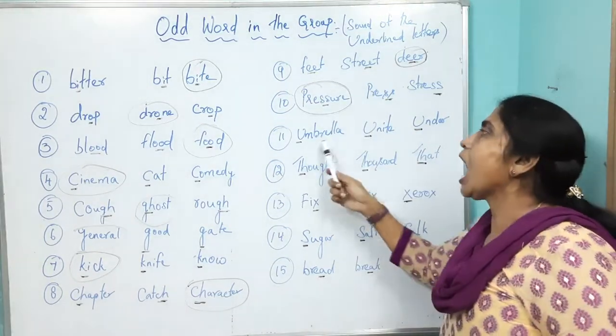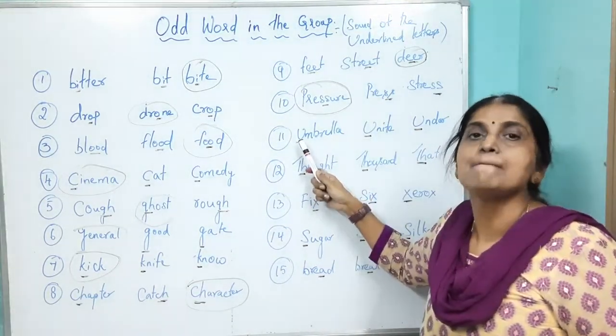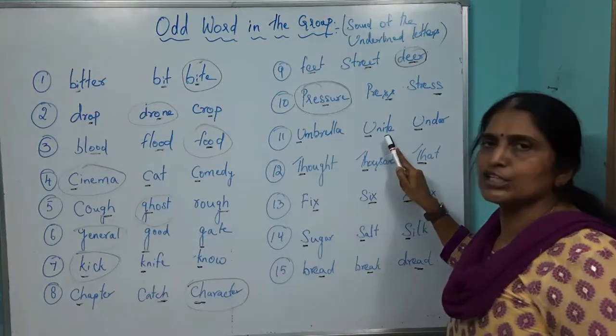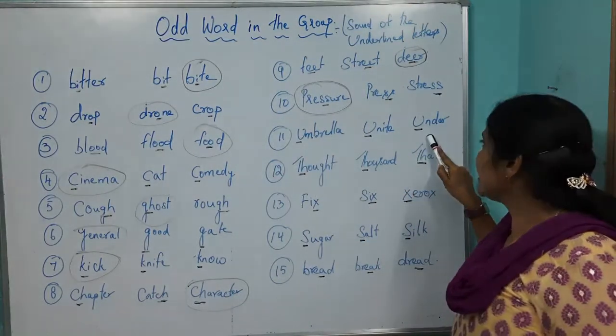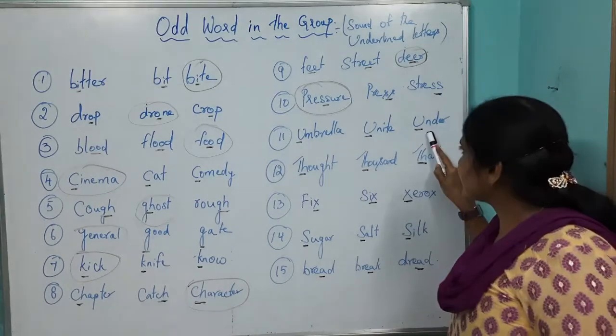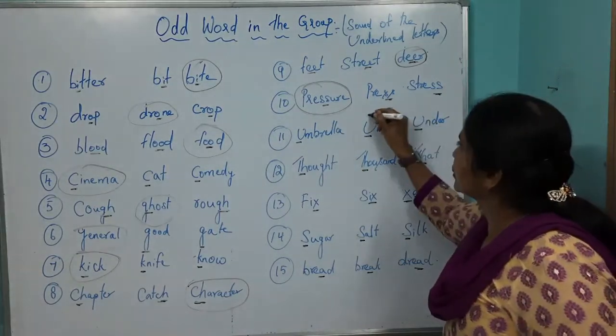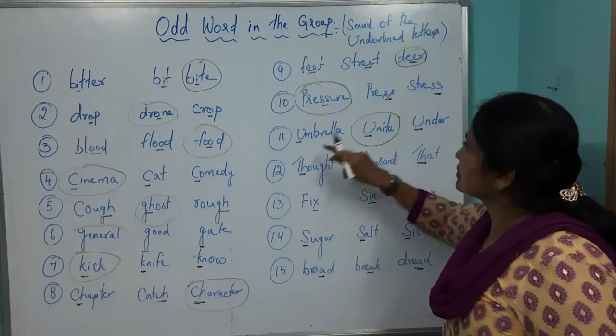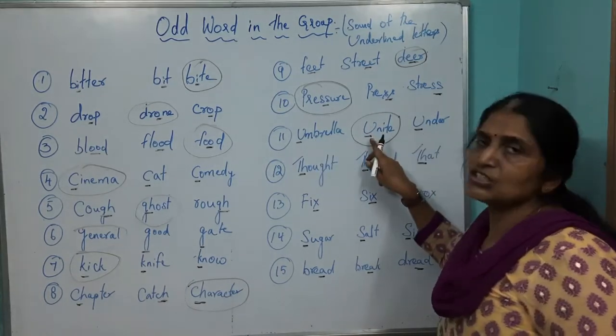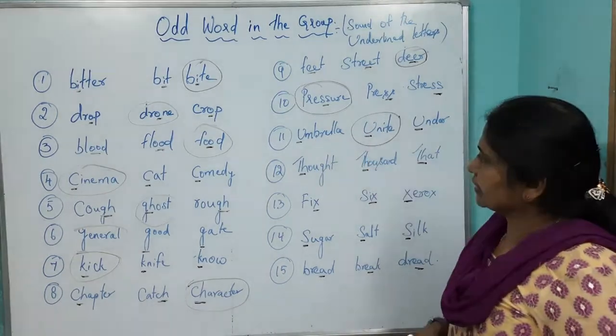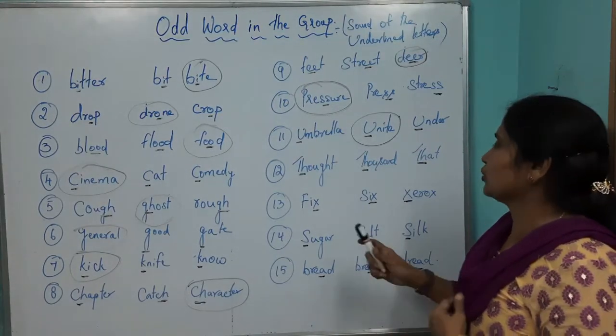Next one. Umbrella, under, unite. U. Under, umbrella, same. Unite, U sound. This is the uh sound. This is the U sound. Okay. Now we'll go to the 12th group.